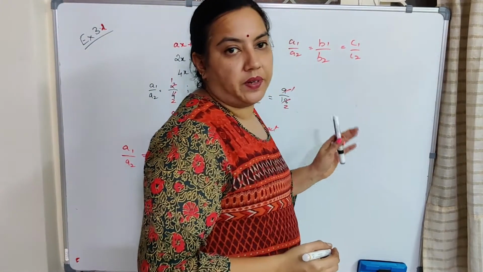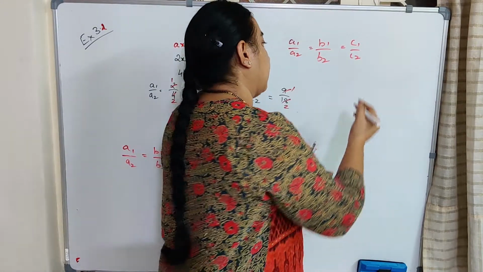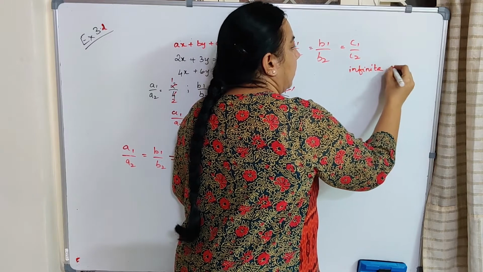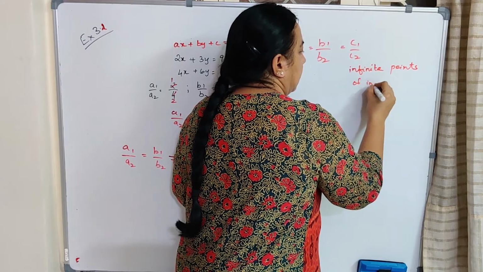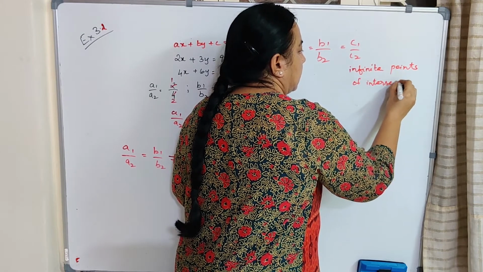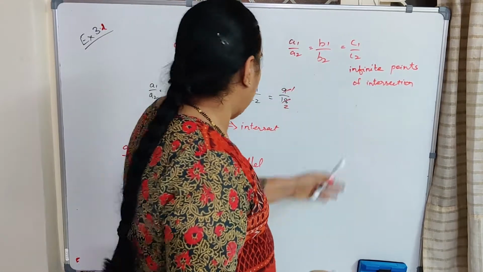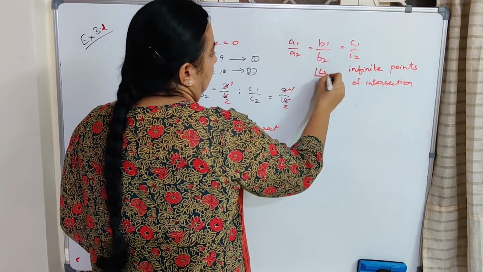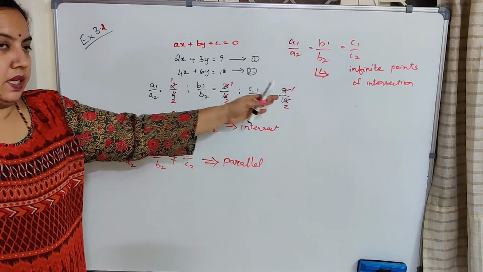Overlapping. So how many points of intersection will be there? Infinite points of intersection will be there. Okay. So these two lines, as they are overlapping, have infinite points of intersection. So you have three choices, three different solutions you will get.